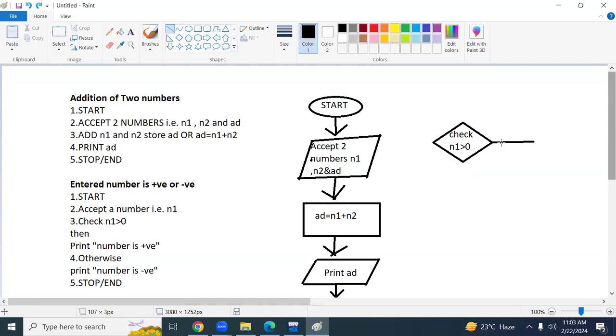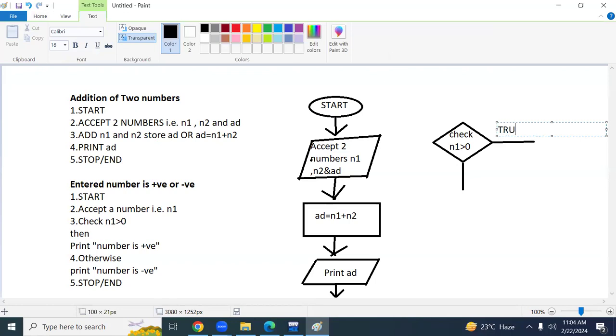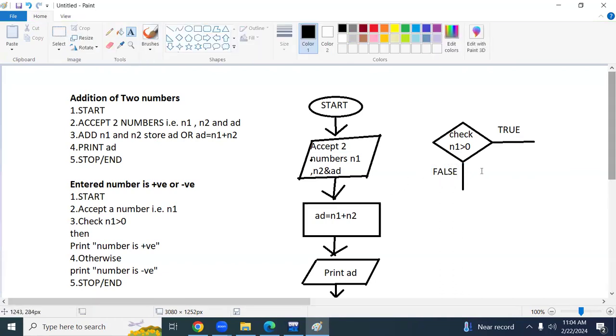So here I am going to draw yes, and here I am going to draw no. So true or false we can say, or yes or no also you can draw. So here I am using true, and here I am writing false. You can write yes or no also, no problem. Now tell me, if the number is greater than 0, what will be the output? Number is positive. We need to print.